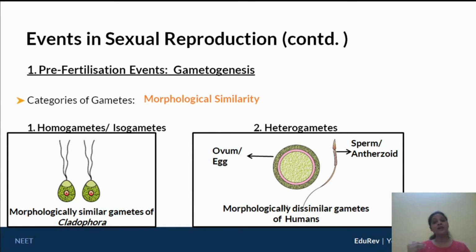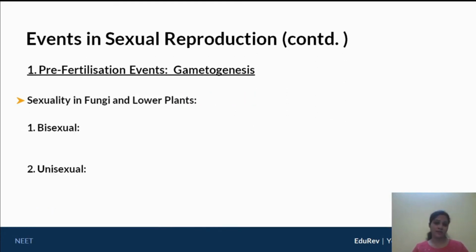However, if you look at the heterogametes of human beings, the egg cell is very clear, a very big cell, clearly different from the sperm. The sperm is a flagellated cell, also called an antherozoid. So heterogametes imply morphologically different gametes, but homogametes imply morphologically similar gametes. These are the two categories of gametes.